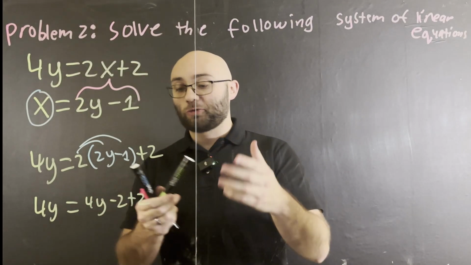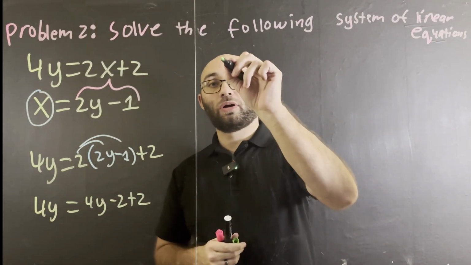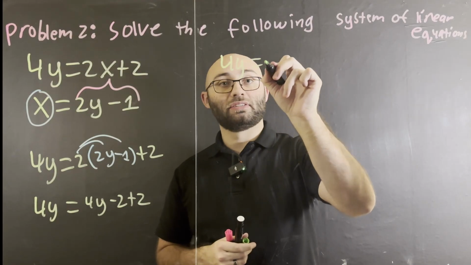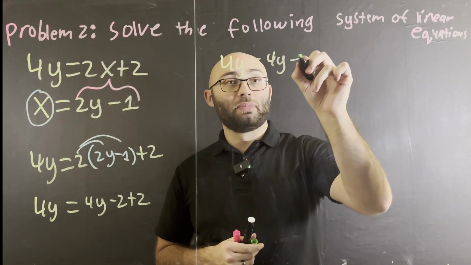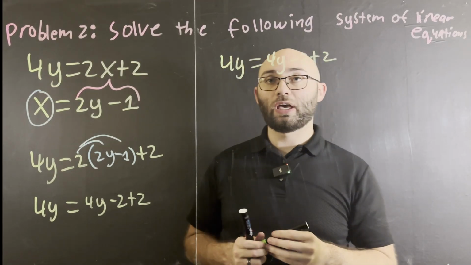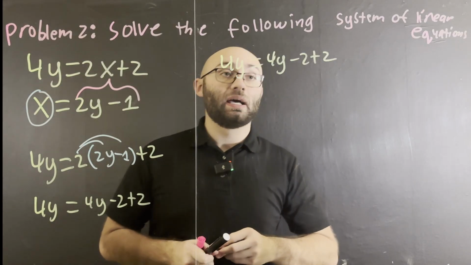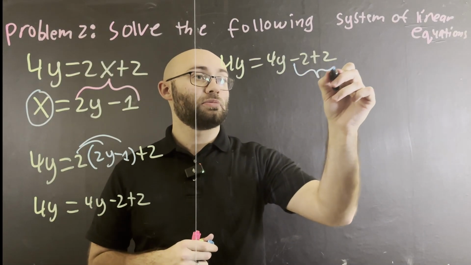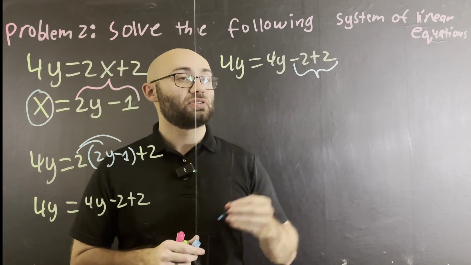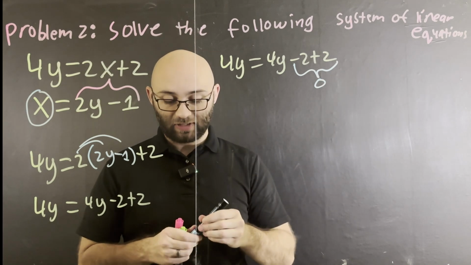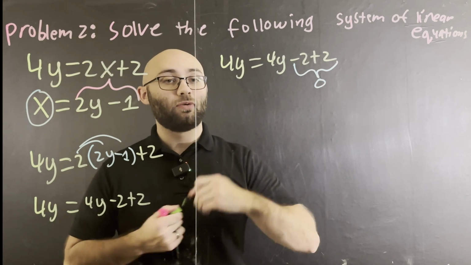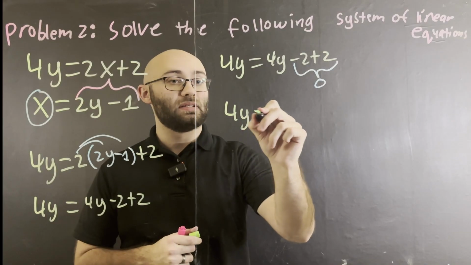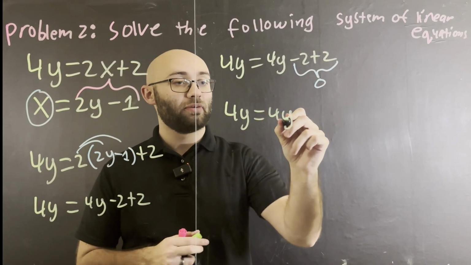Now I'm gonna rewrite it over here. I'm gonna continue my work. So we were at 4y is equal to 4y minus 2 plus 2, okay? Now let's continue to isolate the y's, and we're gonna do that first by combining like terms. So -2 plus 2 is 0. That gives me 4y is equal to 4y.